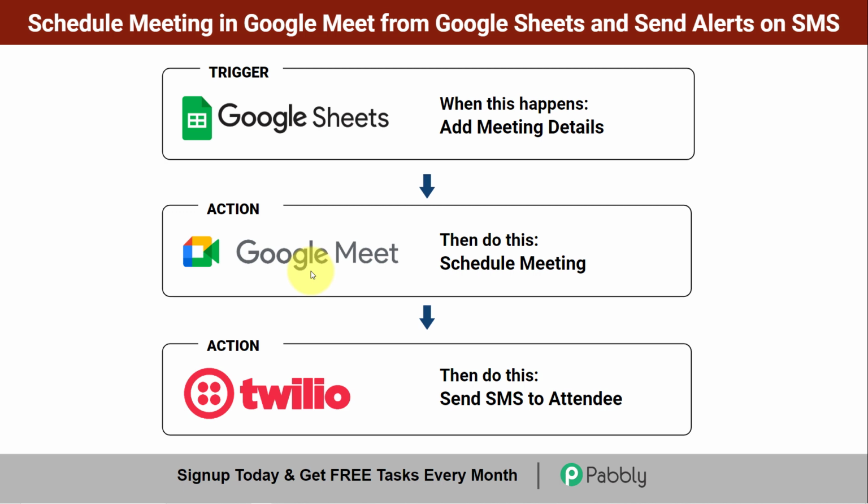Google Calendar, so that whenever the meeting date arrives, you can directly join that Meet video link from the Google Calendar only. And at the same time, you would also want to send an SMS to the attendee informing them about the meeting. Now you have two choices.